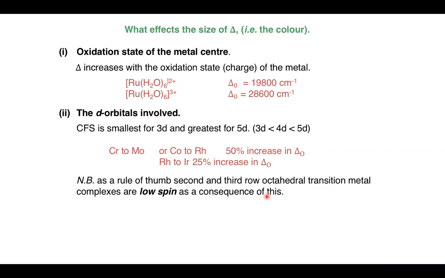Low spin is whenever there's a large splitting energy. The reason the size of the splitting energy affects the spin is that if the splitting energy is very large, then it's harder to put electrons in those higher energy orbitals because it destabilizes the complex a lot more, and so it becomes easier just to put them in the t2g set. If you're pairing electrons, you're reducing the number of unpaired electrons, and so you're reducing the spin.